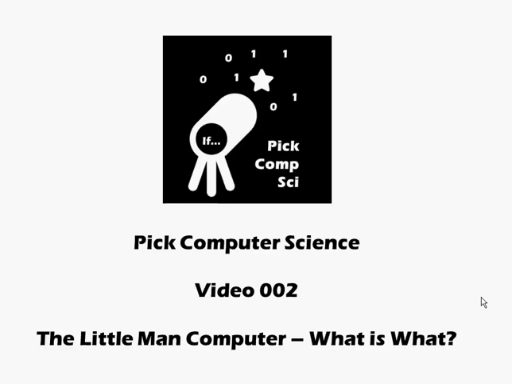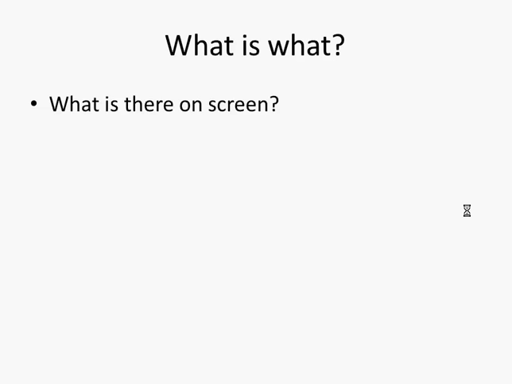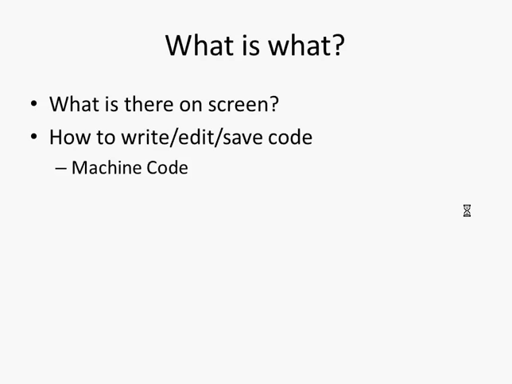This is video number 2 from Pick Computer Science, when we take another look at the Little Man Computer, and this time ask what is what in the Little Man Computer. So we'll take a look at what there is to be found on screen and also how we can write, edit and save code. So we'll look at how to do that for both machine code and for assembly language.